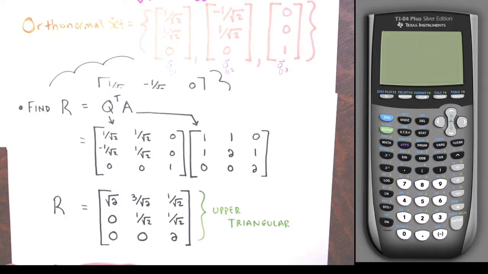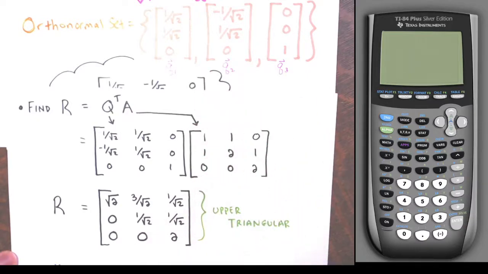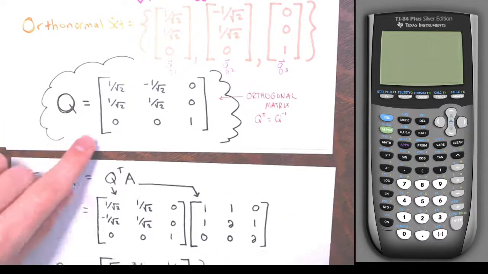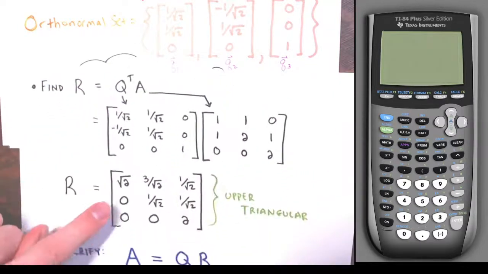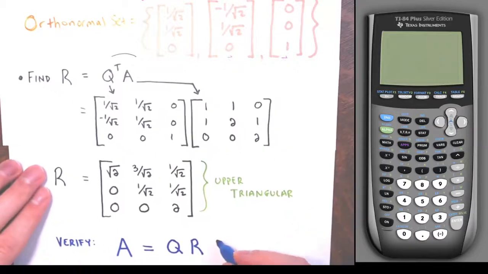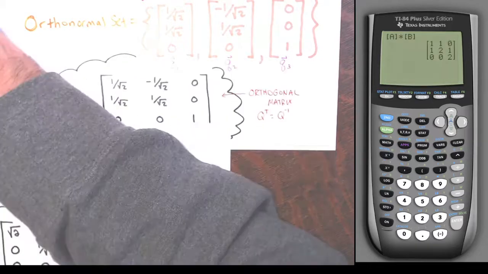So I leave this to you. You can verify this on your own. Now that I have the matrices written, you can verify that matrix A, which was 1, 1, 0, 1, 2, 1, 0, 0, 2, is equal to Q times R. Remember, Q was this 3 by 3 matrix. Multiply this matrix by this matrix, and you'll get A. In fact, I'm going to pause the video, enter those into my calculator, and show you that the result is true.